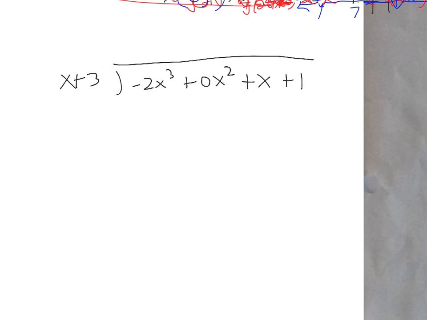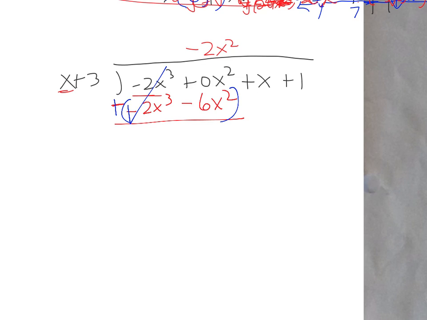All right, so what can I multiply x by so that I get negative 2x to the third? That would be negative 2x squared. Now multiply down. So I have negative 2x squared times 3 would be negative 6x squared. And then negative 2x squared times x would be negative 2x to the third. We subtract. So when I subtract, this becomes plus plus, that cancels out. And then I have plus plus, and I get 6x squared. Bring down the x.